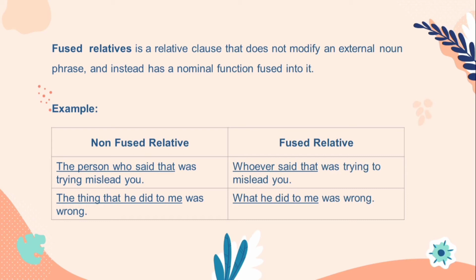What is a fused relative? The clause what he did to me is the subject of was wrong. It has a nominal function, acting as the subject of the sentence, and is a fused or nominal relative clause.